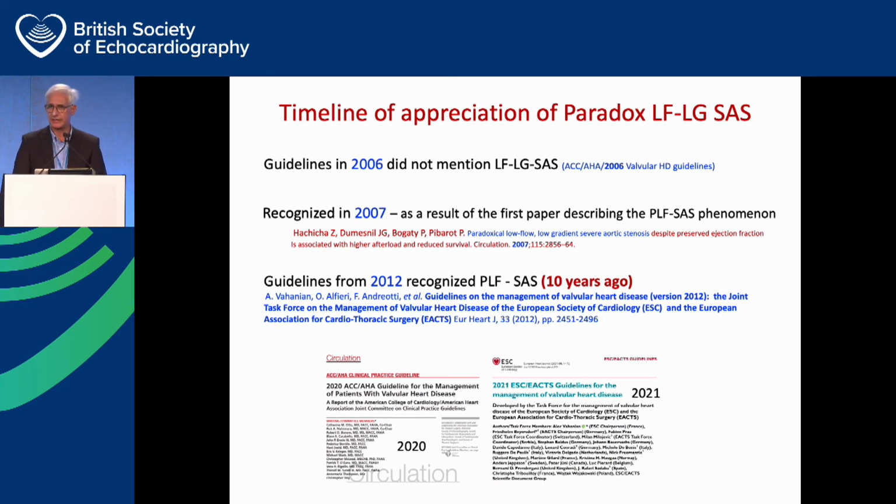But look at that, not until 5 years later did the guidelines pick up on this. So in 2012, the European guidelines endorsed and acknowledged the paradoxical low flow, low gradient severe valve stenosis nomenclature, and from then onwards, it has been taken over and continued in all the rest of the valvular heart disease management guidelines.